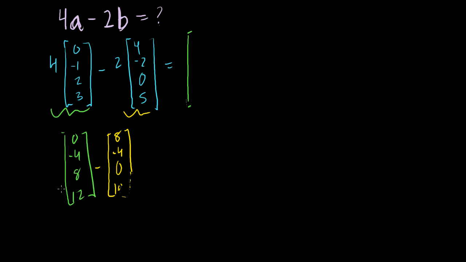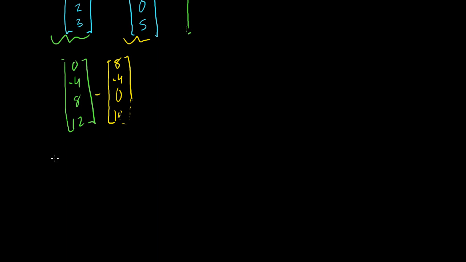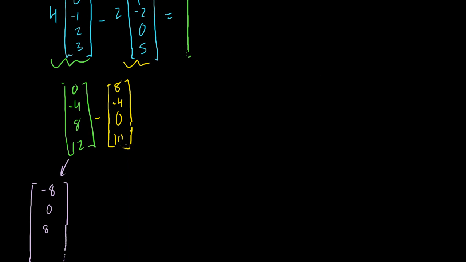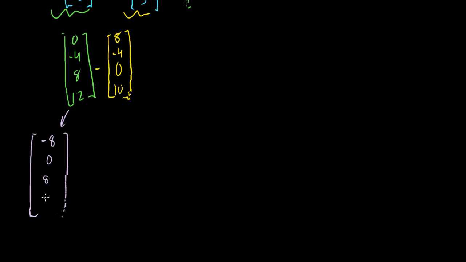This isn't a good part of my board, it doesn't write well right over there. I haven't figured out the problem, but if I were to just write it over here, what do we get? 0 minus 8, minus 8. Minus 4 minus negative 4. So that's minus 4 plus 4, so that's 0. 8 minus 0 is 8. 12 minus, what was this? I can't even read what it says. This was a 10. Oh, now you can see it again. It's very bizarre. 2 times 5 is 10. So it's 12 minus 10, so it's 2.